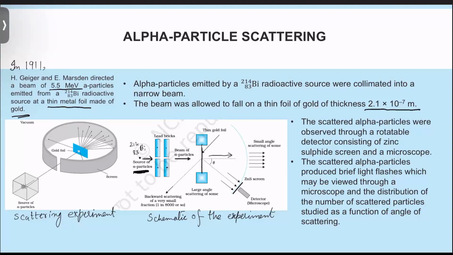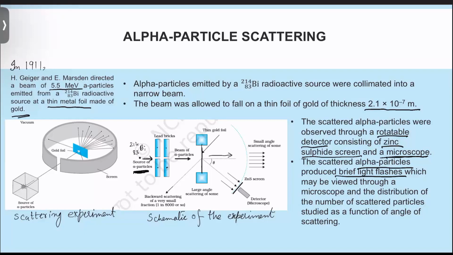The scattered particles are directed towards a rotatable detector, which consists of a zinc sulfide screen and a microscope. The microscope is used to see the scattered particles. Once they are scattered, these alpha particles produce light flashes. They are like very tiny, very short flickers.